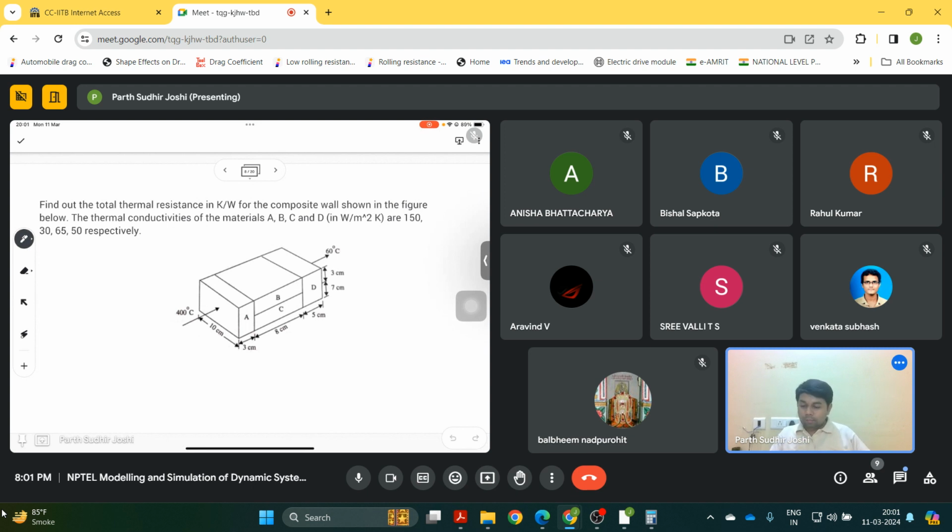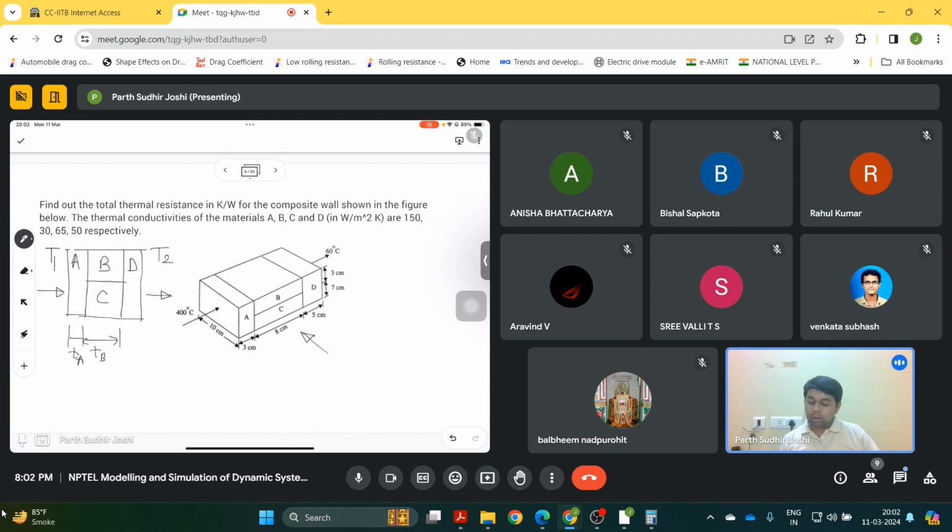So the temperature at the end, let us say, we call this temperature T1, and this T2. Then in between we have the material A. If we look at this from this side, heat is flowing in and flowing out from here. So this is the material A, and then in between we have this layer. This has, let us say, thickness TA, and this thickness TB and TC both are equal.